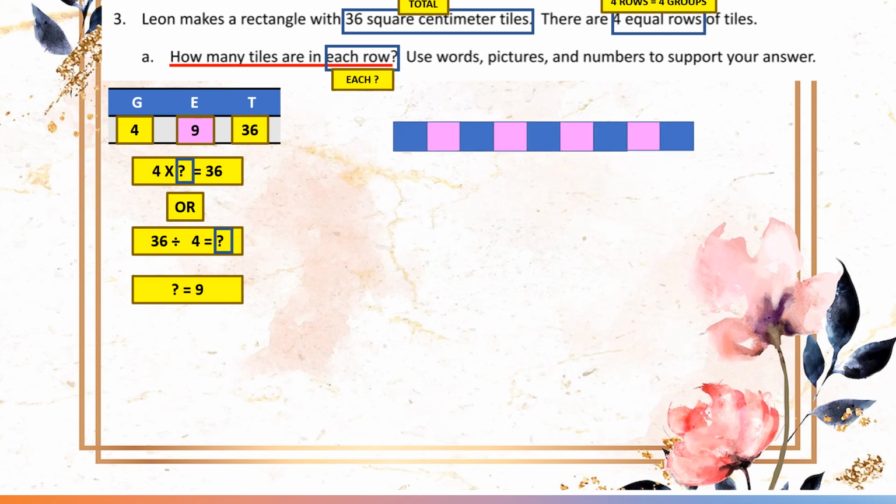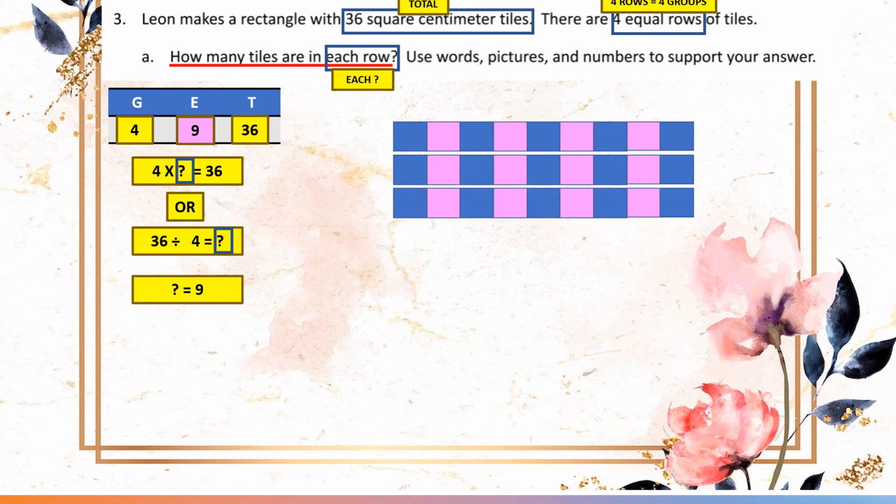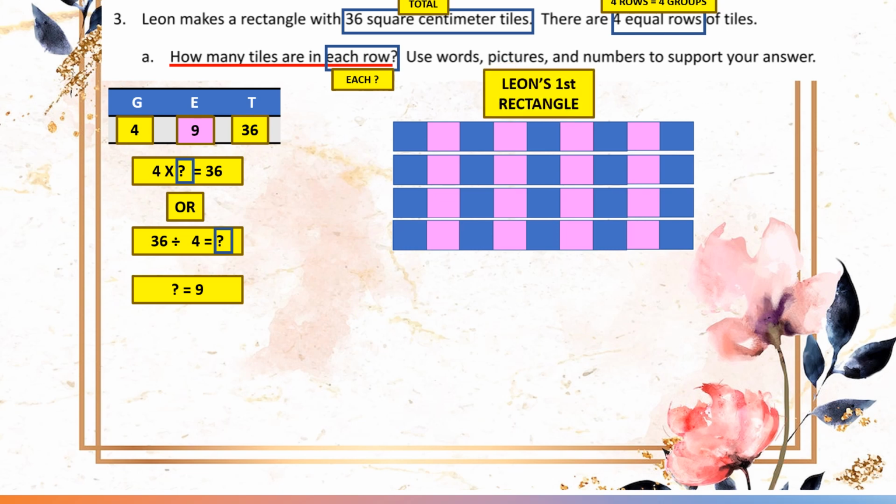This is row 1, row 2, row 3, row 4. So now I have 4 rows of squares and there are 9 squares in each row. So this is a picture to represent Leon's first rectangle. And I say Leon's first rectangle because in letter B, Leon's going to have to create another rectangle.